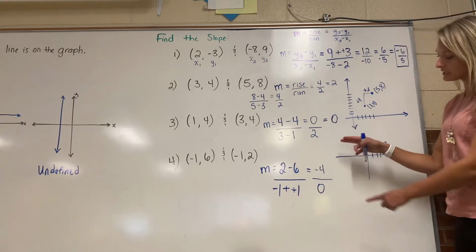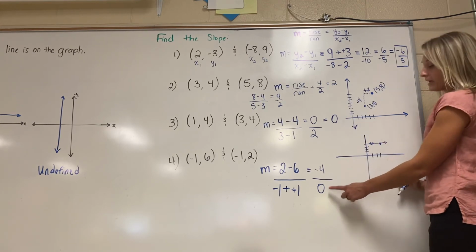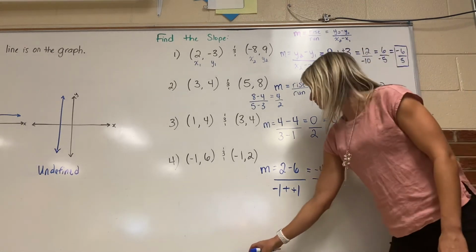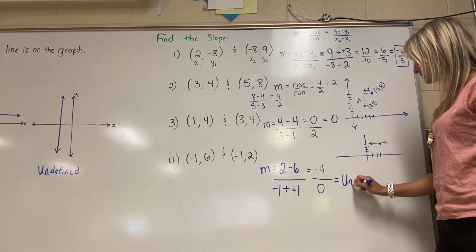So now this one's a different scenario than the last one I had. Now, this time the 0 is on the bottom. It is not okay to have 0 on the bottom. So if you end up with 0 on the bottom, then that means that this is the one that's undefined.